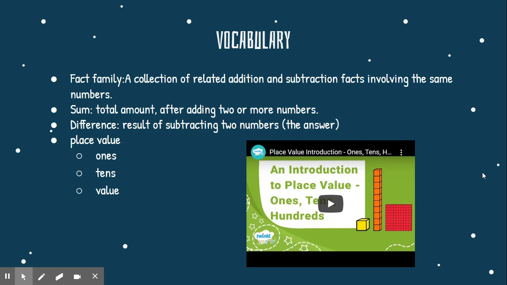And then we're also going to talk about place value today. And to learn a little bit more about place value, you're going to want to watch this video, Place Value Introduction.